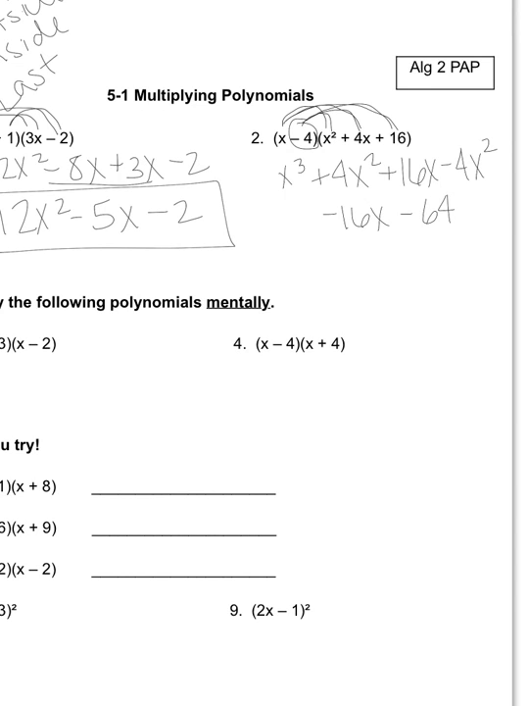So we're going to combine like terms. Notice we have an x cubed, but there's not another x cubed, so that'll be my first term. We have a 4x squared. Notice we do have another x squared. It's negative 4x squared. 4 minus 4 gives us 0, so those two cancel out. And then we have 16x minus 16x, which also cancels. And so we're just left with that minus 64 there.